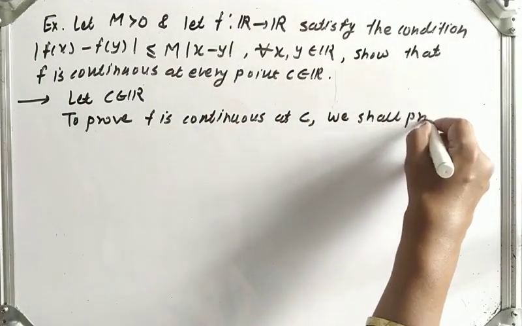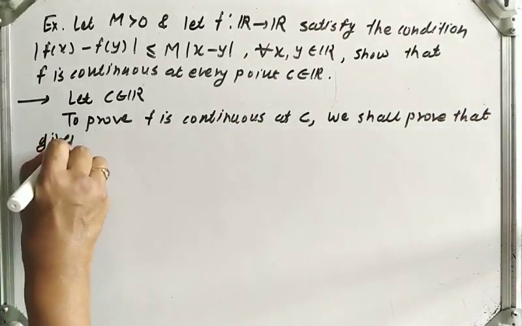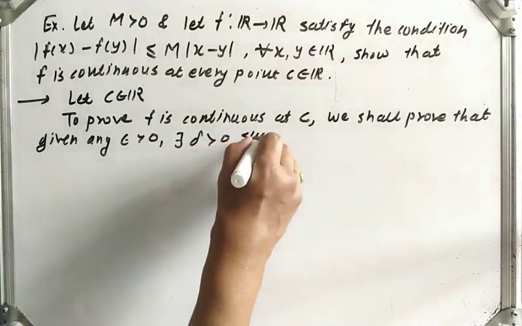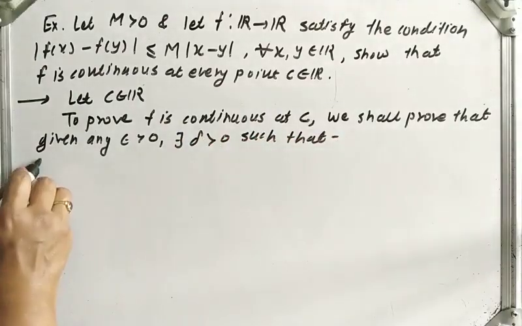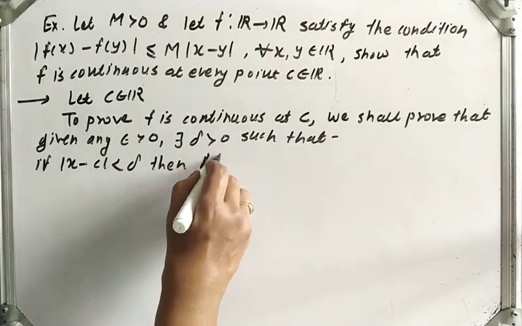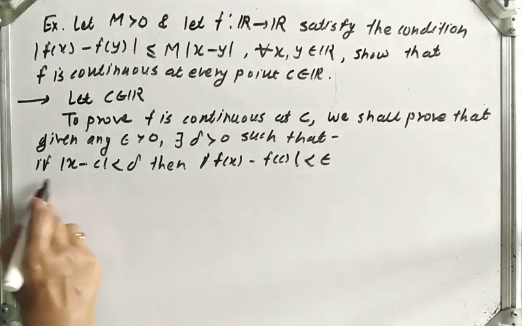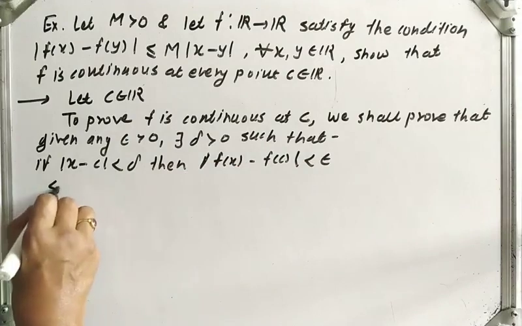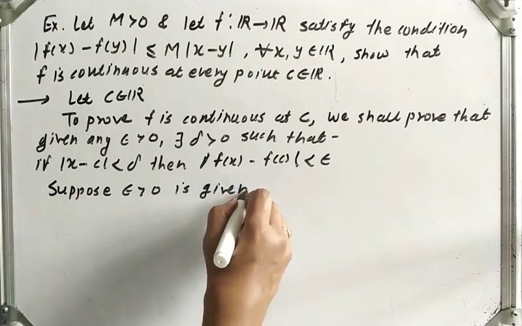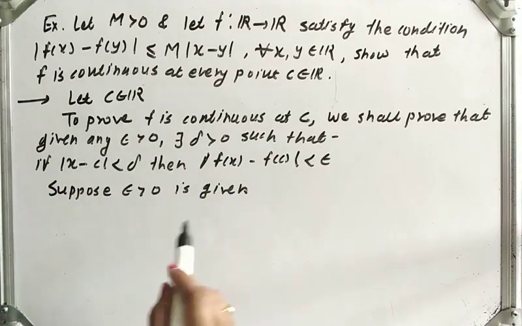We shall prove that given any epsilon greater than 0, there exists delta greater than 0, such that if mod of x minus c less than delta, then mod of f(x) minus f(c) less than epsilon. Okay, we need to show this. Now suppose epsilon greater than 0 is given, because in this condition it is for any given epsilon greater than 0.